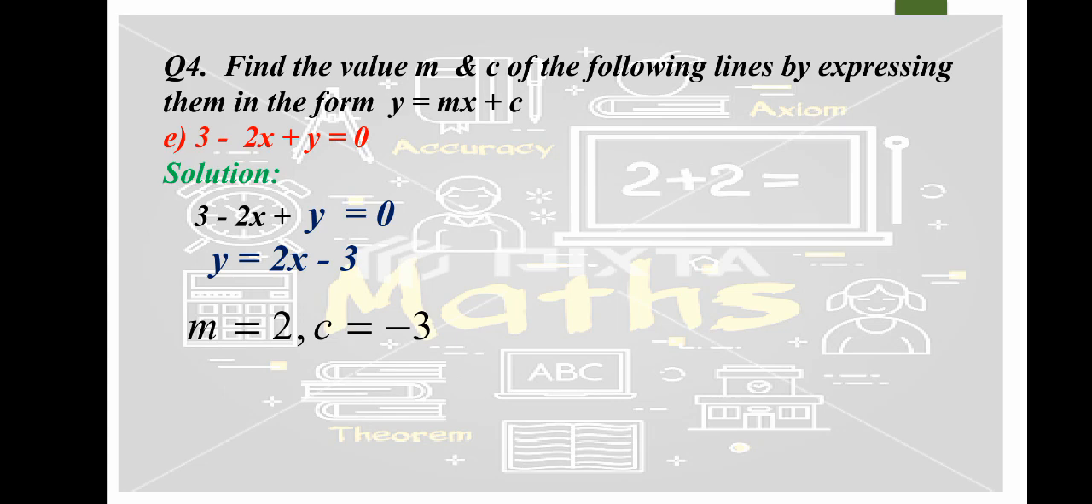So this is how we can calculate y is equal to mx plus c by switching the terms, and we have to remember that the coefficient of x is m, that is the slope, and the constant number is c, that is the intercept. So the f part you have to do yourself.